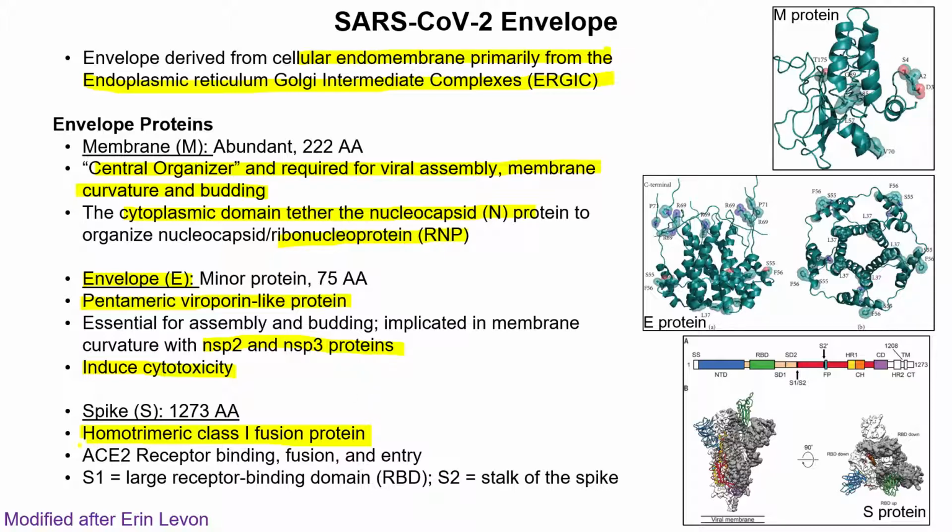And this is the protein which binds to the angiotensin converting enzyme 2 receptor and is implicated in fusion entry. In this slide, just remember that it contains two domains. S1, the large receptor binding domain, which we will refer to as RBD, receptor binding domain. The receptor binding domain is at the top. This is the receptor binding domain.